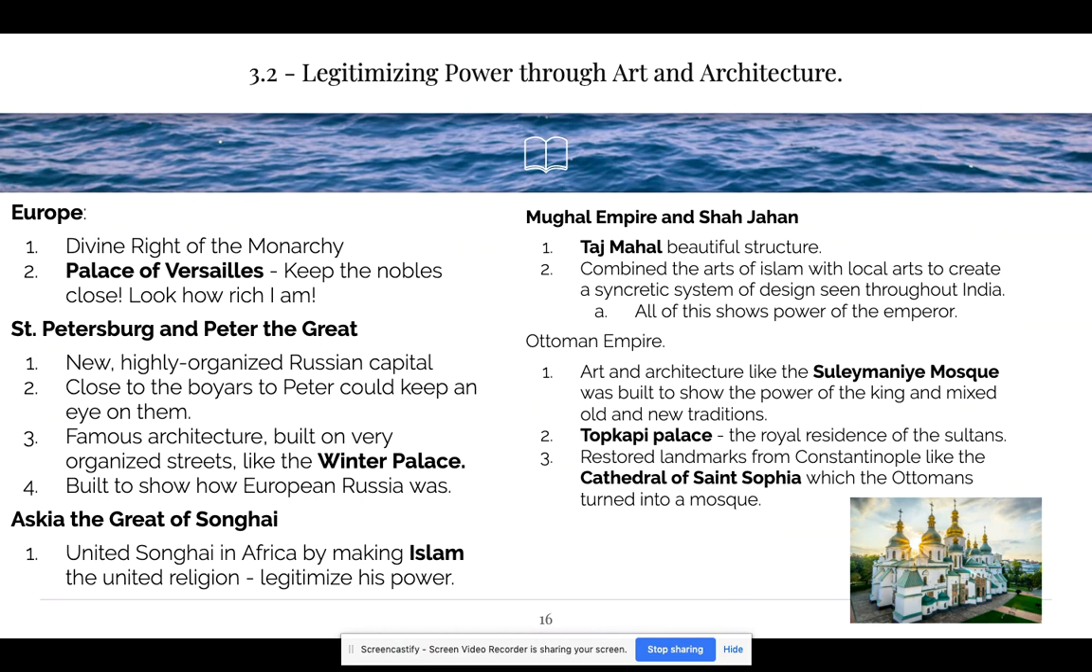In the Ottoman Empire, we have the Suleymaniye Mosque. It was built to show the power of the king. This is key. It built on old and new traditions. So it combined a little bit of the old, a little bit of the new, made this new beautiful structure.